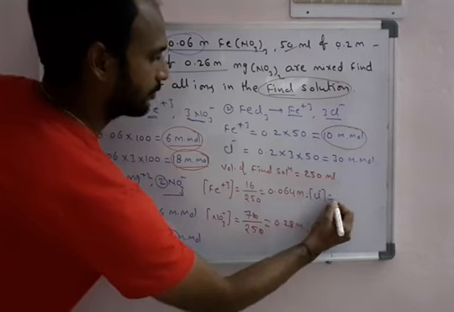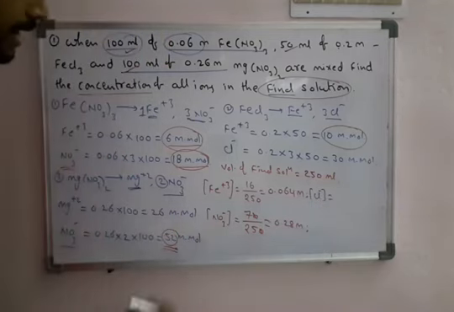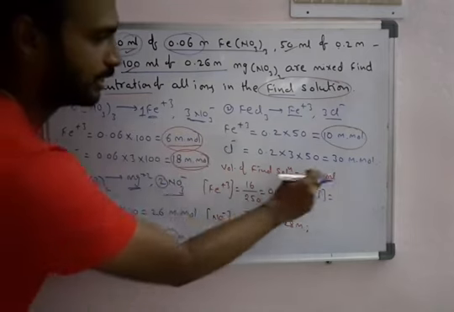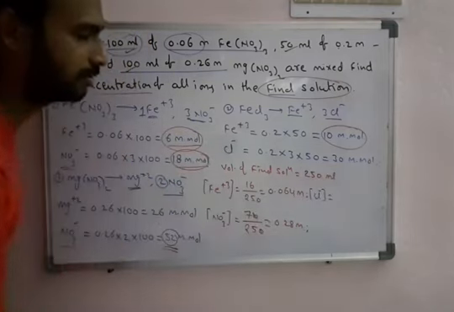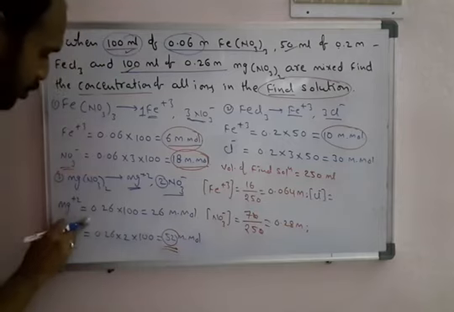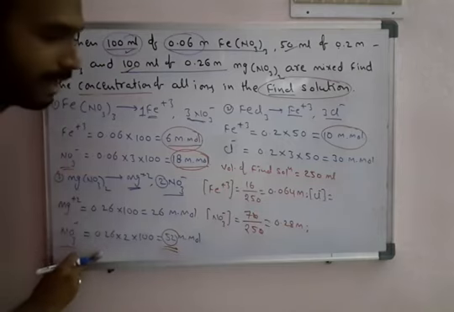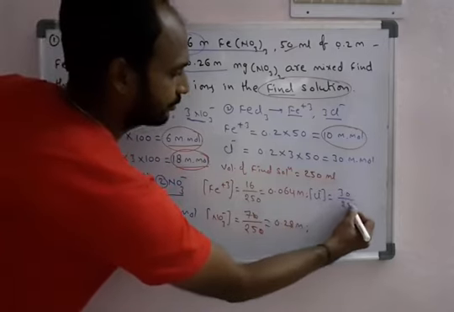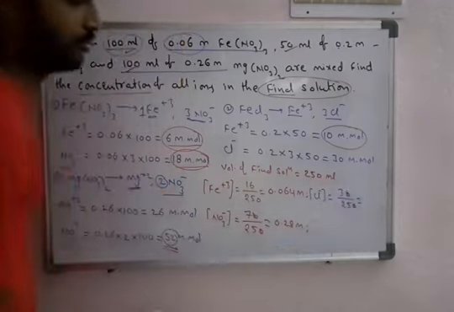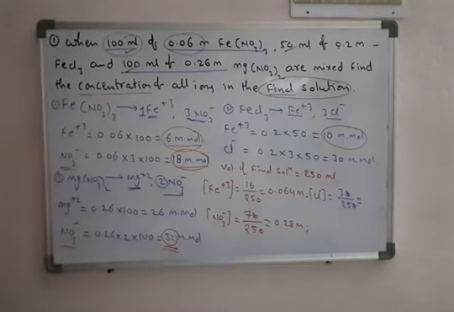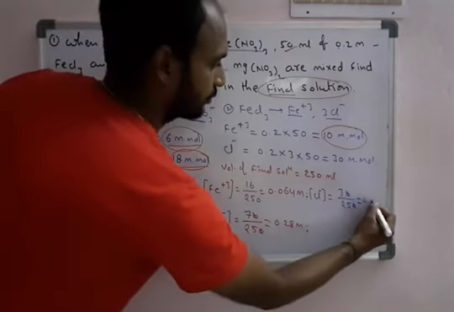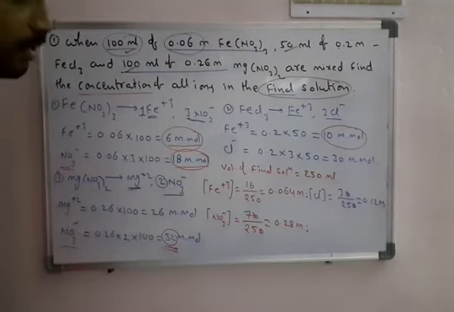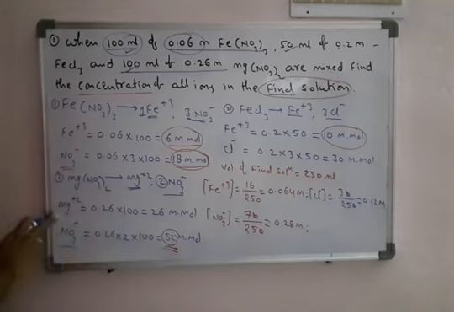So what is the total millimoles of Cl minus in the first solution? There is no Cl minus. In the second solution there is 30 millimoles of chloride. In the third solution also there is no Cl minus. So there is a total of 30 millimoles of Cl minus by total volume 250. So it approximately gives 0.12 molarity.